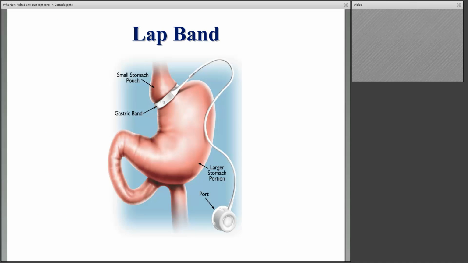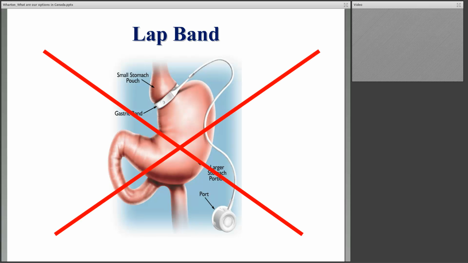And also available in Canada in some places is the lap band. The lap band does not work because there are very few hormones that are generated from the lap band. Therefore, it's primarily a restrictive surgery. As a result, patients end up regaining weight. Some patients don't lose any weight, and there's also very poor resolution of the medical conditions. So I do not recommend the lap band for any of my patients.